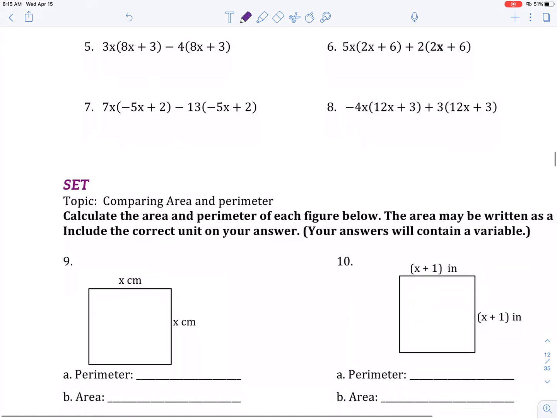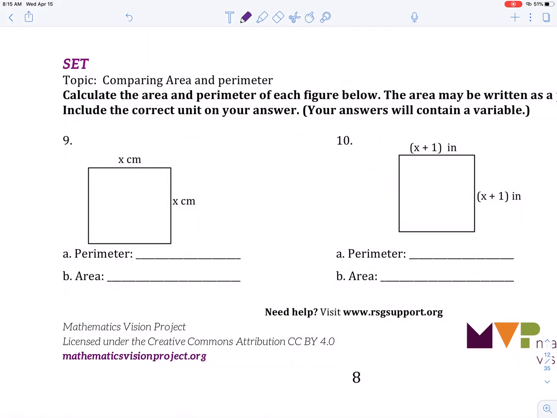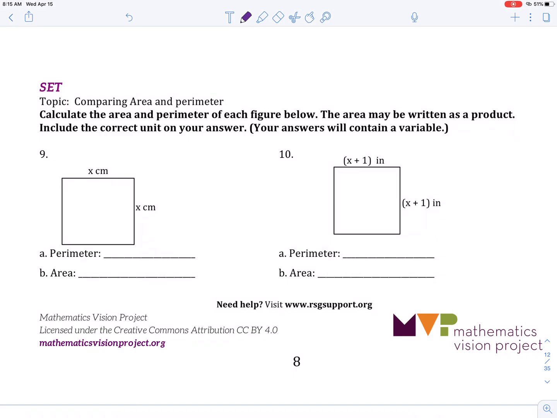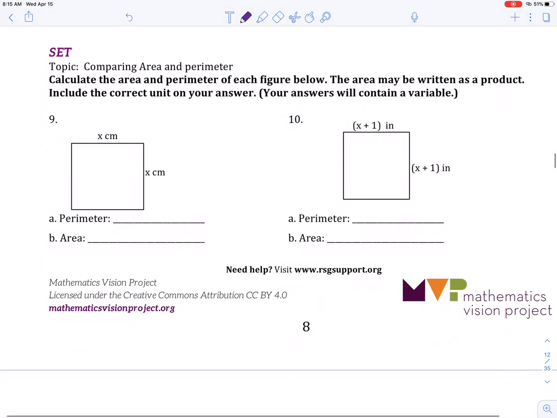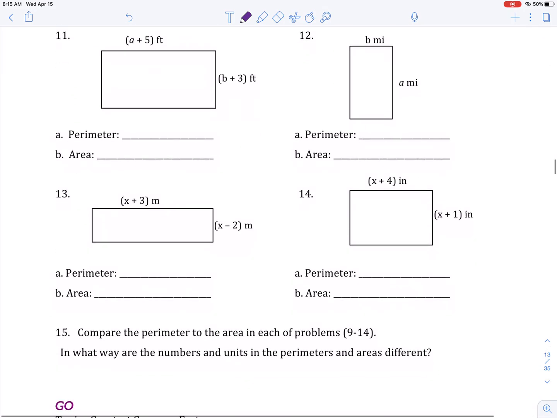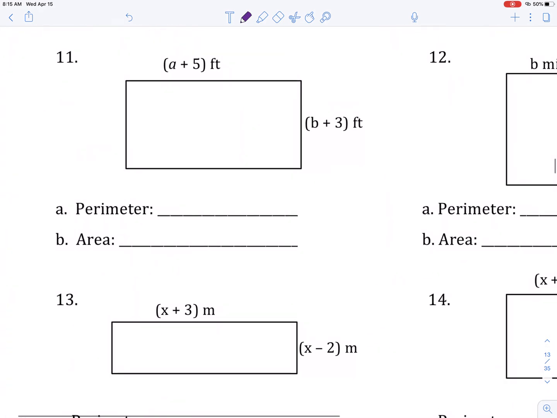All right, moving on to the next one. Compare area and perimeter. Calculate the area and perimeter for each of the figures below. The area may be written as a product. Include the correct unit on your answer. Your answers will contain a variable. All right, cool. So I'm just going to go to number 11 for our example.